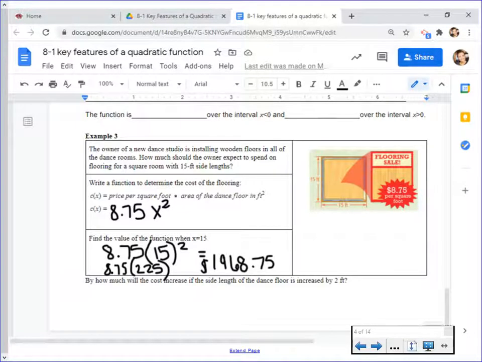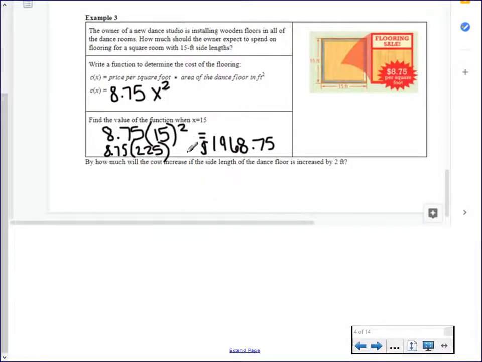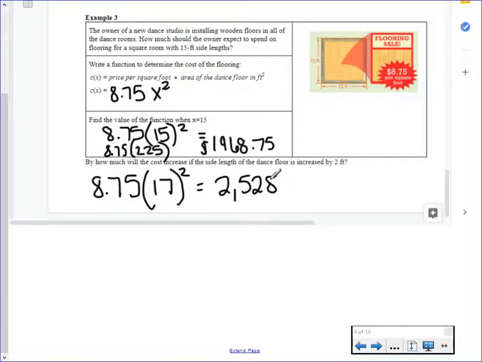The last question says, how much would the cost increase if the side length of the dance floor is increased by 2 feet? So instead of 15 feet, we're increasing that by 2 feet. So it'd be 8.75 times 17 squared, because 15 plus 2 is 17. So 17 squared is 289. 289 times 8.75. What is that? Thank you.